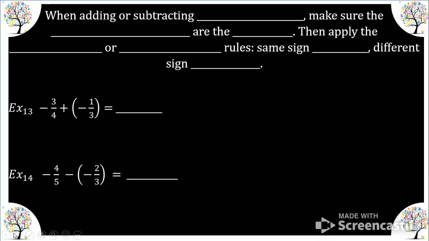When adding and subtracting fractions, remember to make sure the denominators are the same. Then apply the addition or subtraction rules.